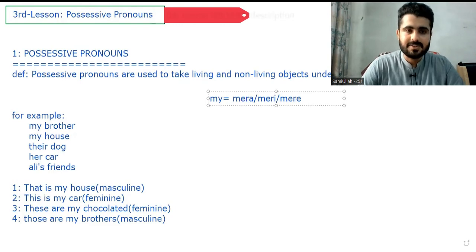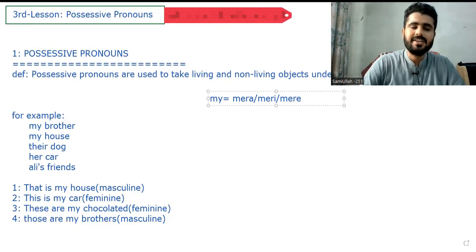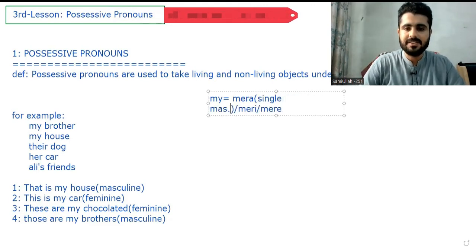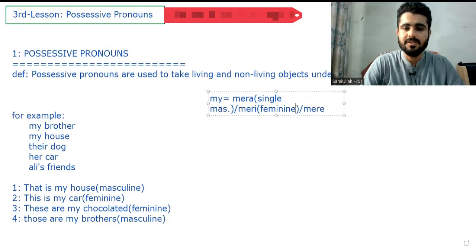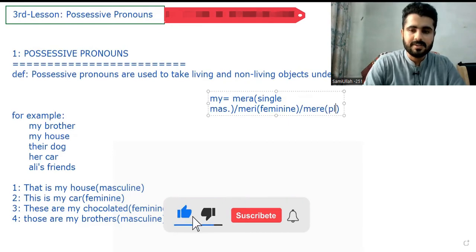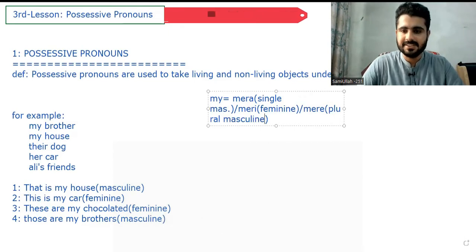If you remember in our previous lesson, I told you that like humans, non-living things also have gender. Car is taken as feminine, house is taken as masculine, brother is taken as masculine, and pen is taken as feminine, book is taken as masculine, mobile is taken as both. So if you're taking possession of an object which is taken as single masculine, you will use mera. If you are taking possession of feminine things, both single and plural, you will use meri. The version of my, mere, is for plural, meaning multiple masculine. I will explain it while converting sentences.